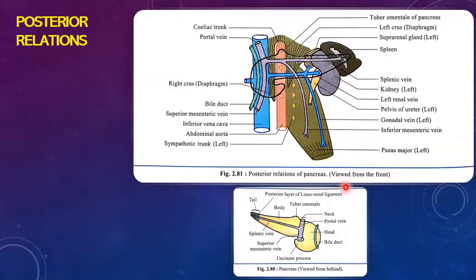Now coming to the posterior relations of the head of pancreas. So the posterior surface, this black outline you are seeing is of the pancreas. The posterior surface is non-peritoneal and it is directed medially backwards. So this posterior surface of the head, we are talking now only about the head, is directed backwards and medially.